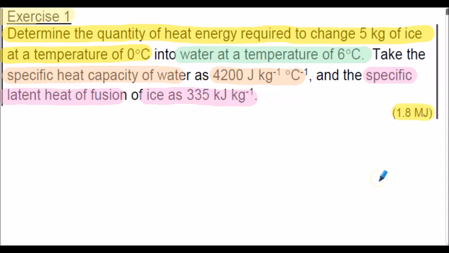So I'd encourage you to start the presentation and attempt exercise 1. The solution is based on example 1, only in this case we're not changing the state of the water from liquid to vapour, we're changing it from ice to liquid.